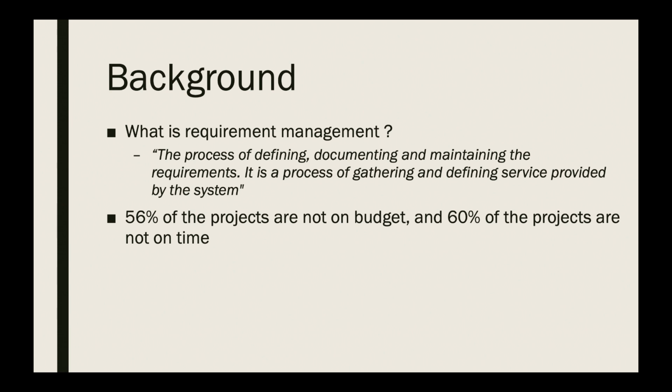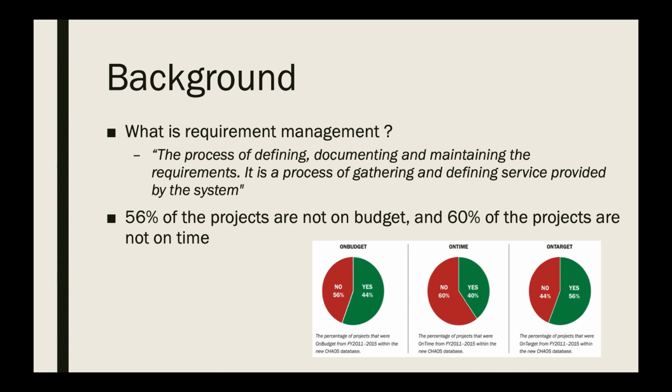Now, a research paper showed that 55% of projects are not on budget and 60% of projects are not on time. As you can see in these pictures, it shows whether it's on budget or on time, and you can see clearly that over half of the projects are not on budget and not on time. So we can see that it's super important to have good requirement management, whether for business or personal purposes.